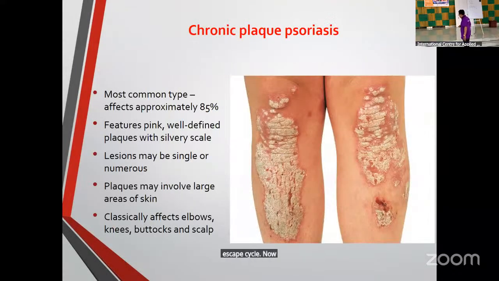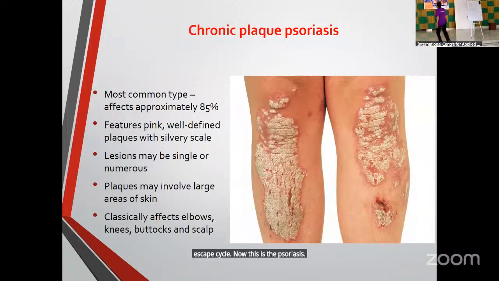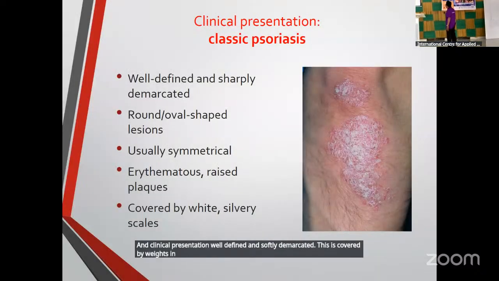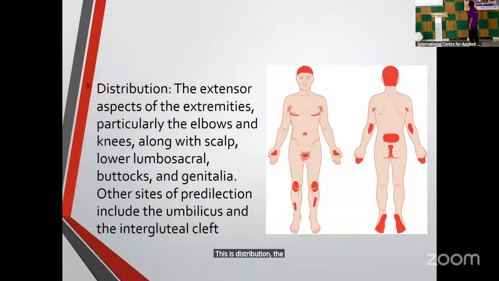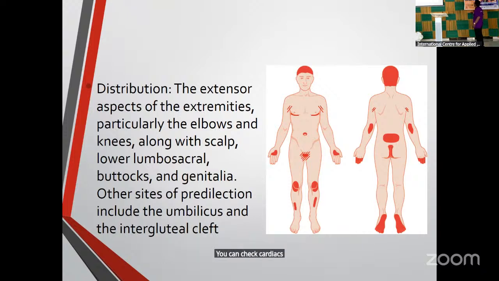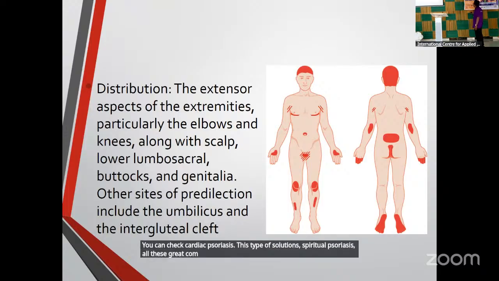Now this is psoriasis and its clinical presentation: well defined and sharply demarcated, covered by white silvery scales, and this is the distribution of psoriasis. Globally, these are the people affected by psoriasis. This is chronic plaque psoriasis. This is chronic plaque psoriasis in the arms. You can check guttate psoriasis. This type is flexural psoriasis, and these are erythrodermic psoriasis.